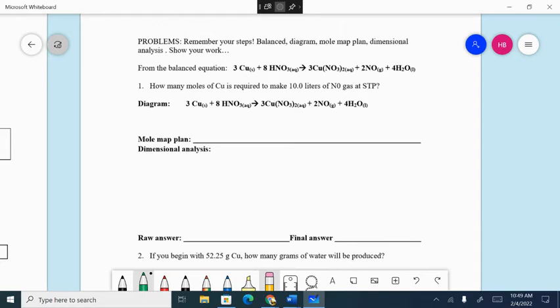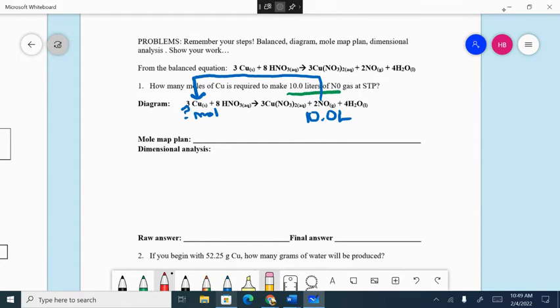So the first thing I'm going to do is find 10 liters of NO. I'll write 10.0 liters at the bottom here. They're asking us to find moles of copper. So if you're given liters, remember, always going to start on the A side. It's going to be volume of a gas.